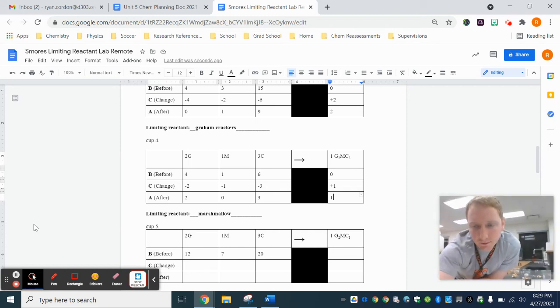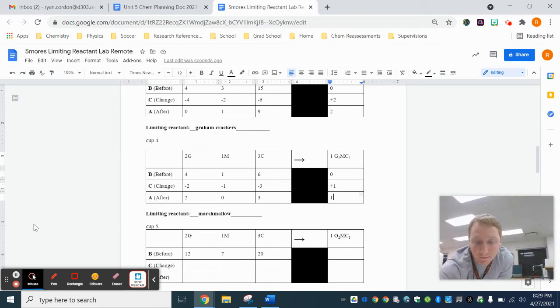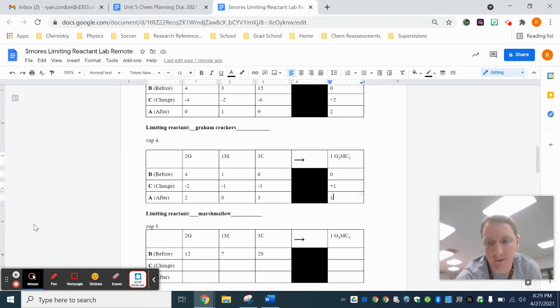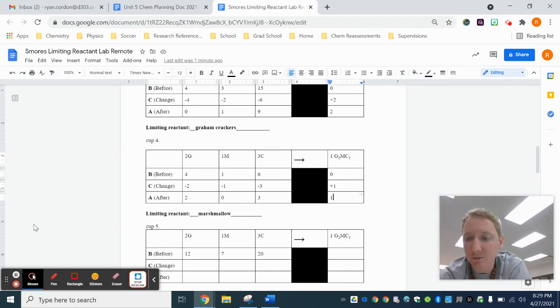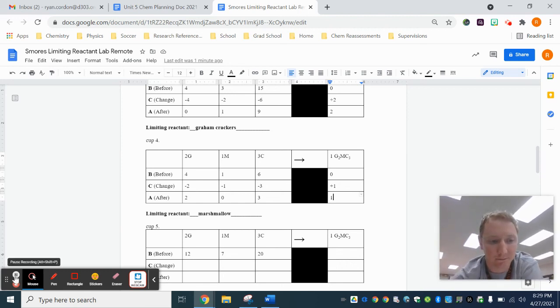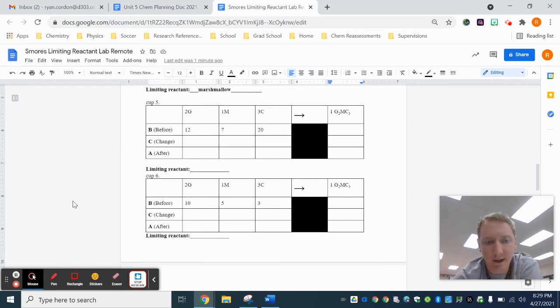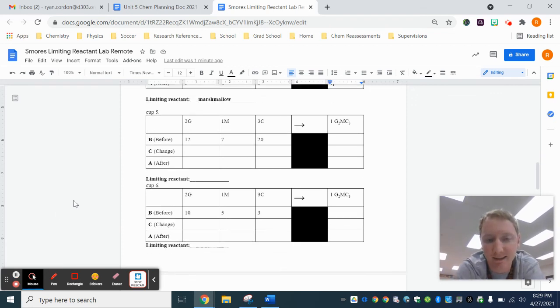So again, we are going to be able to predict in a chemical reaction which is going to be the limiting reactant and how much product we are going to make. So the days of us telling you which reactant is in excess and which reactant is limiting are unfortunately coming to an end, because we're going to have you figure that out. All right, for some practice, go ahead and try out cup 5 and 6. See if you can predict how many s'mores will be made, what the limiting reactant will be, and then I'm going to just build them out real quick. So pause here, and then we'll come back when you have those predictions in.